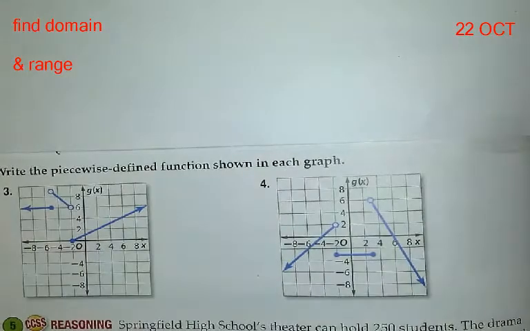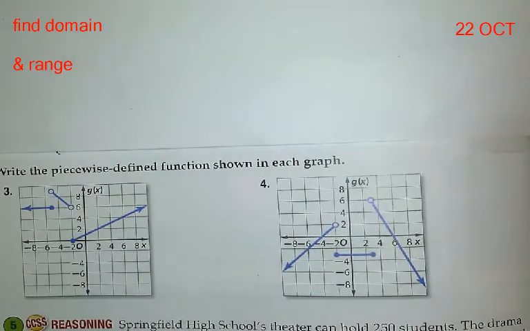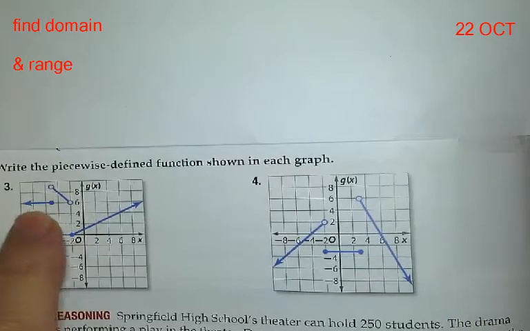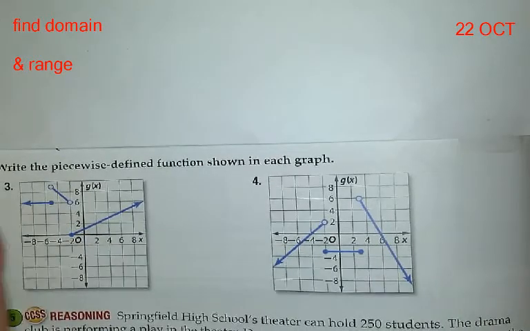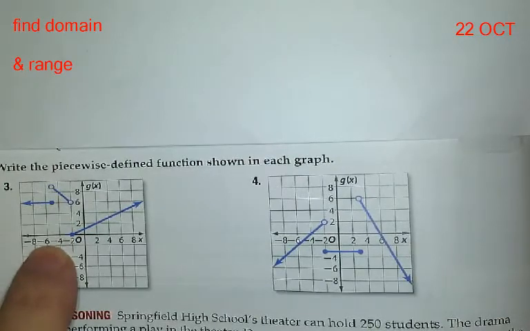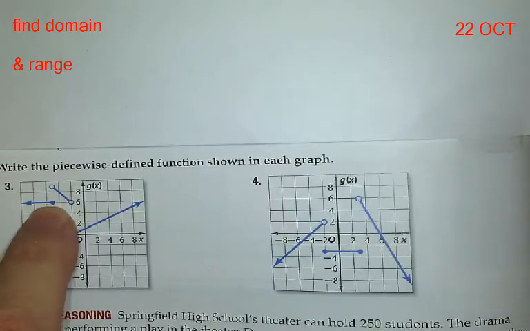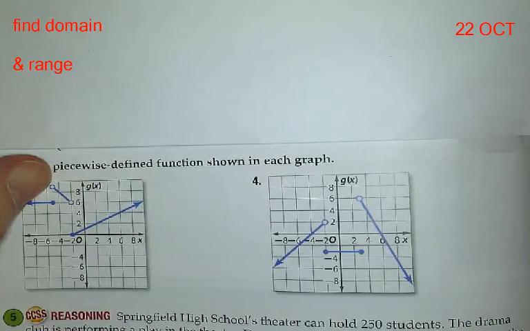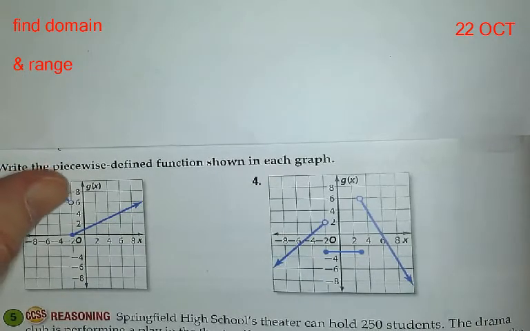Okay, Thursday the 22nd. We need to find the domain and the range of a piecewise function. So, look at what we have here. We've got a graph that has all the negative numbers up to this number. What is that? -5, right? Stops at -5. And then this one is an open circle at -5, and so it goes the rest of the way, -4, -3, -2.